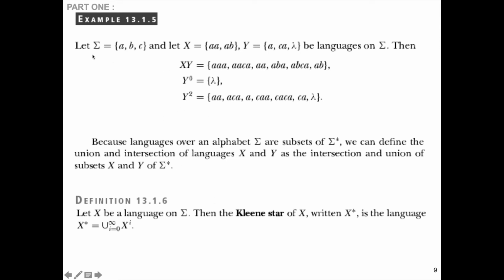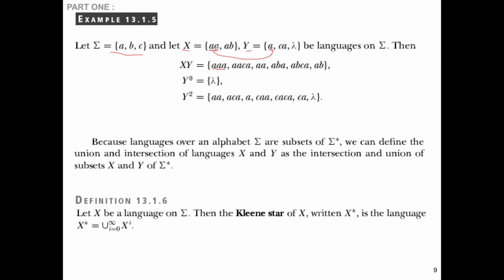Okay. Now here is an example. Our sigma is A, B, C. Then I have X, which is a language on sigma, which is AA, AB. Y is a language on sigma that has A, CA, and lambda, which is the empty string. Then XY, the concatenation between X and Y, is the first element of X combined with the first element of Y, which gives me AA.